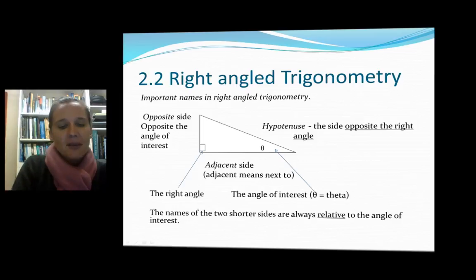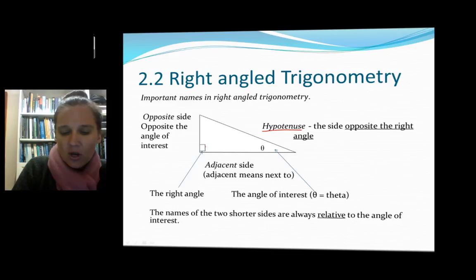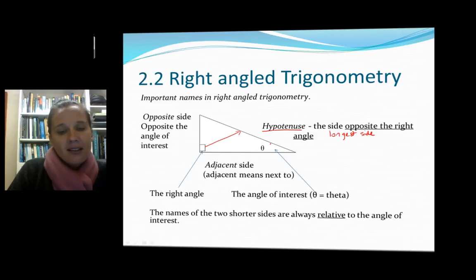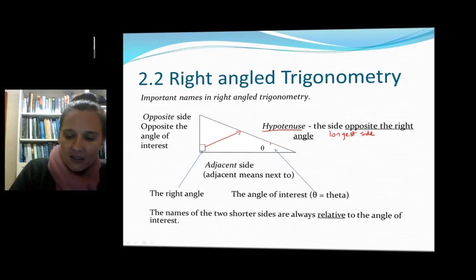We're going to start with some important names in right-angled trigonometry. Before, we've spoken about the hypotenuse, which is always opposite the right angle, and it is the longest side. Then we have our angle of interest, and we're using theta here. We draw theta as a circle with a little line through it. This is the angle we're looking at.